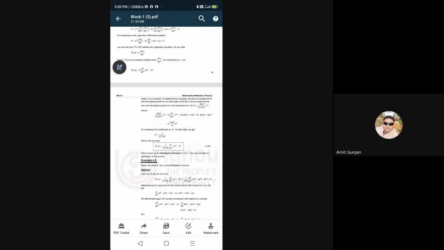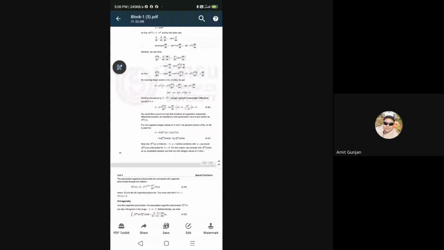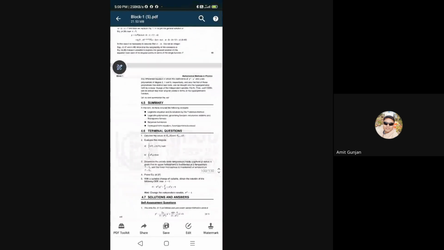n factorial d to the power n by dx^n of (x^2 - 1)^n. Okay, so these are the things. Then spherical harmonics, how we can use it. Then hypergeometric function, how can we use this?